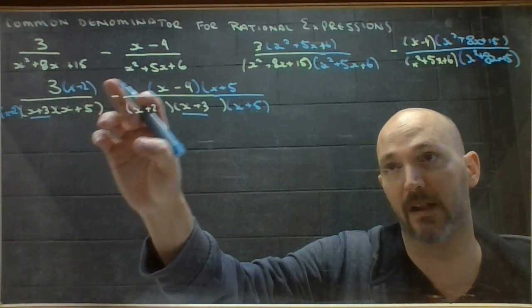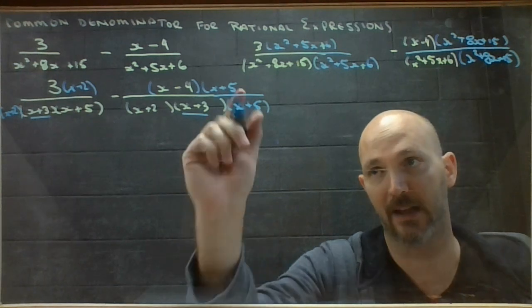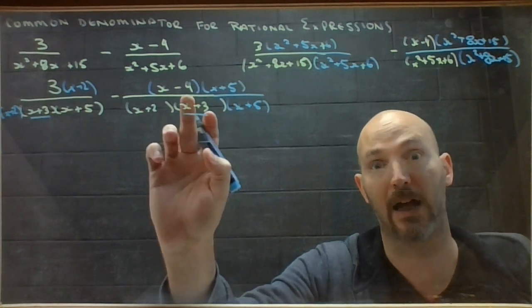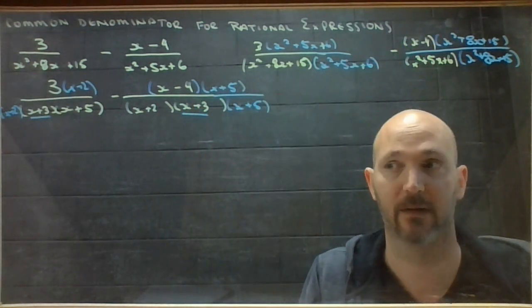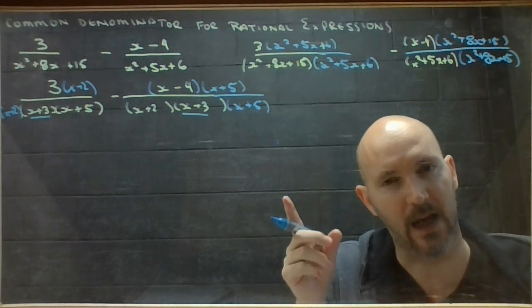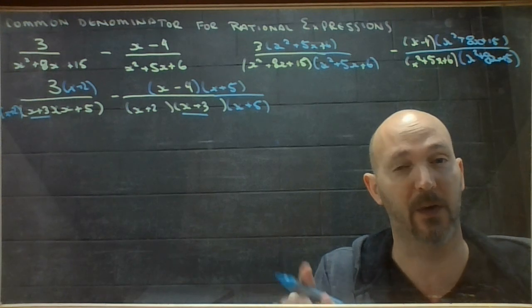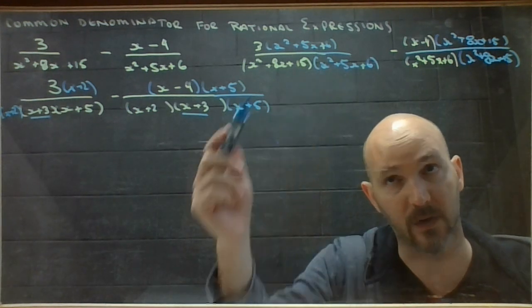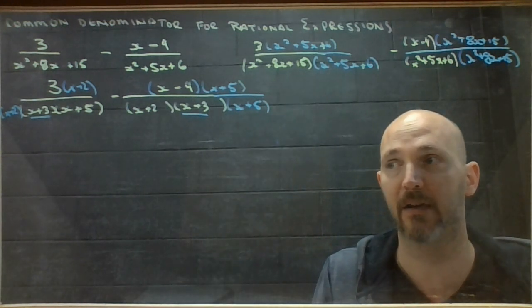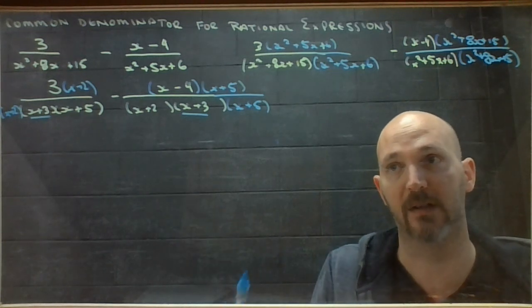This FOIL is a lot simpler than that one, and this FOIL is a lot simpler than that one. So by being a little tactical and taking a look at what's in your denominator first before you try to do this common denominator thing, it will save you some extra work.